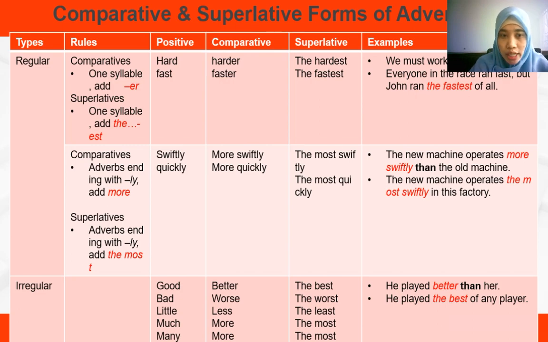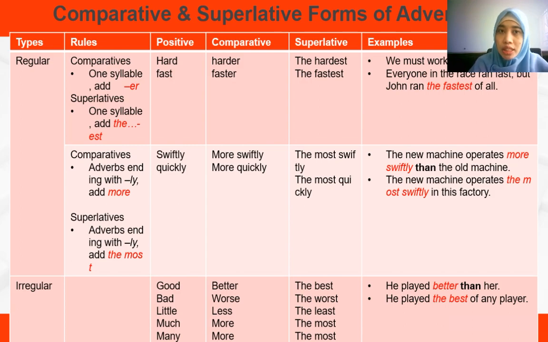And for the irregular, I think it's similar to comparative and superlative adjective. You have good, better, the best, bad, worse, the worst, and so on and so forth. And the example can be seen here. He played better than her. Better here functions as an adverb rather than an adjective. And then he played the best of any player. So the best here is also an adverb. It shows the superlative. So you don't compare he with someone else because he's the best.